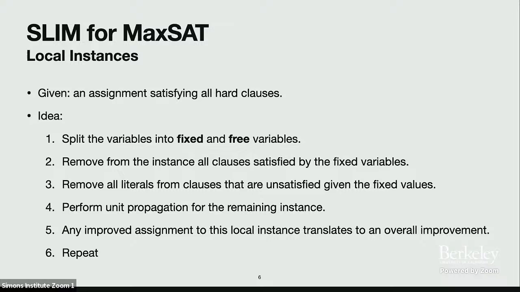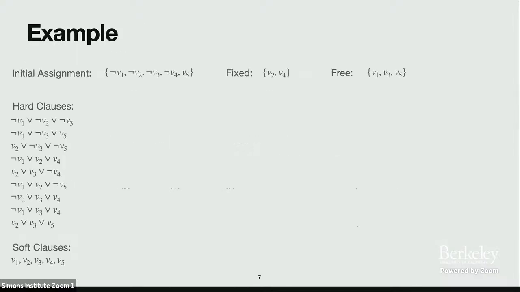And we repeat this until we are stopped for a timeout or a limited number of operations, or the user interrupts us. As a small example, we have an initial assignment in the upper left corner, which sets all the variables except the last to false. We want to fix variables 2 and 4, which means the other ones are free. So we first remove all the clauses that are satisfied. You see the gaps on the right-hand side, and then we remove all the falsified literals, which already means that our instance is quite a bit smaller.